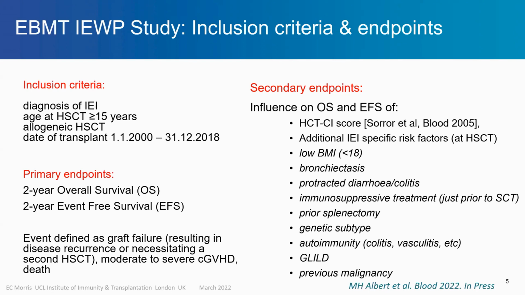we didn't include patients transplanted since 2018. Our primary endpoints were overall survival and event-free survival, and we were interested in determining the influence on both overall and event-free survival of a number of IEI or PID-specific risk factors. So in addition to the HCT-CI score, which is the standard transplant comorbidity score, we looked at factors like bronchiectasis, colitis, immunosuppressive therapy, prior splenectomy, genetic subtype of immunodeficiency, presence of autoimmunity or inflammatory lung disease, and previous malignancies.